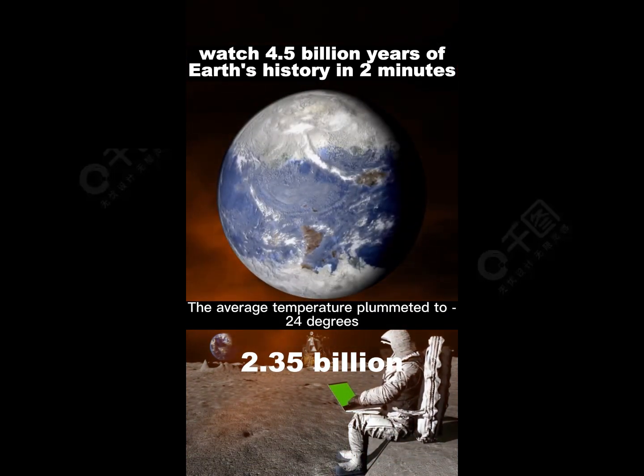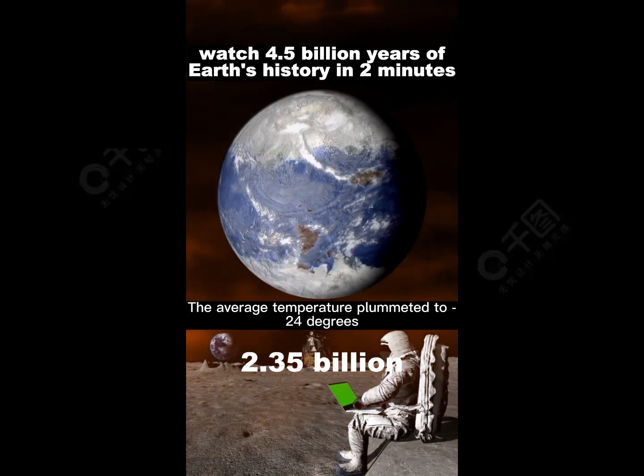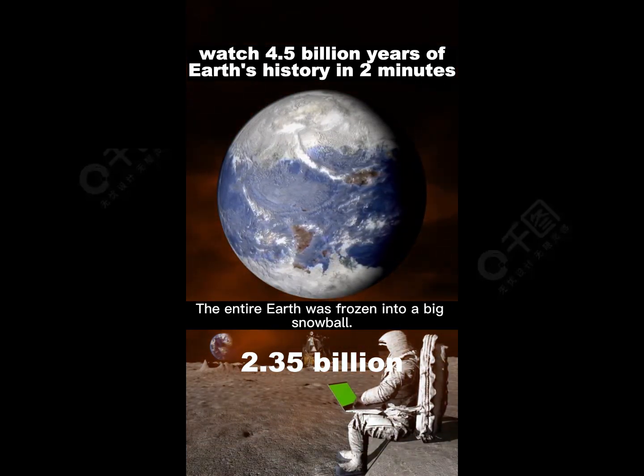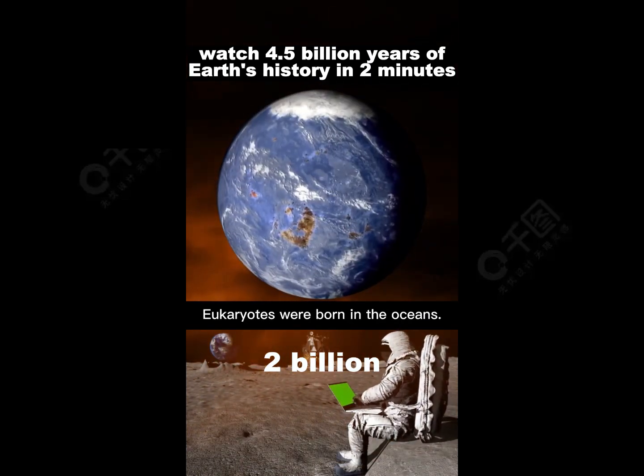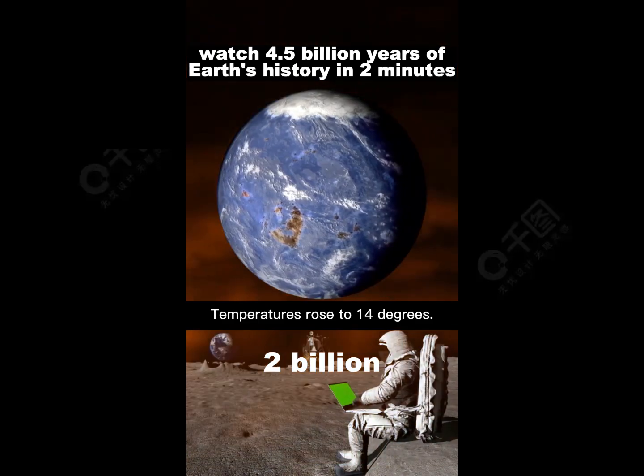2.35 billion years ago, the average temperature plummeted to minus 24 degrees. This was the Huronian glaciation. The entire Earth was frozen into a big snowball. 2 billion years ago, eukaryotes were born in the oceans. Temperatures rose to 14 degrees.